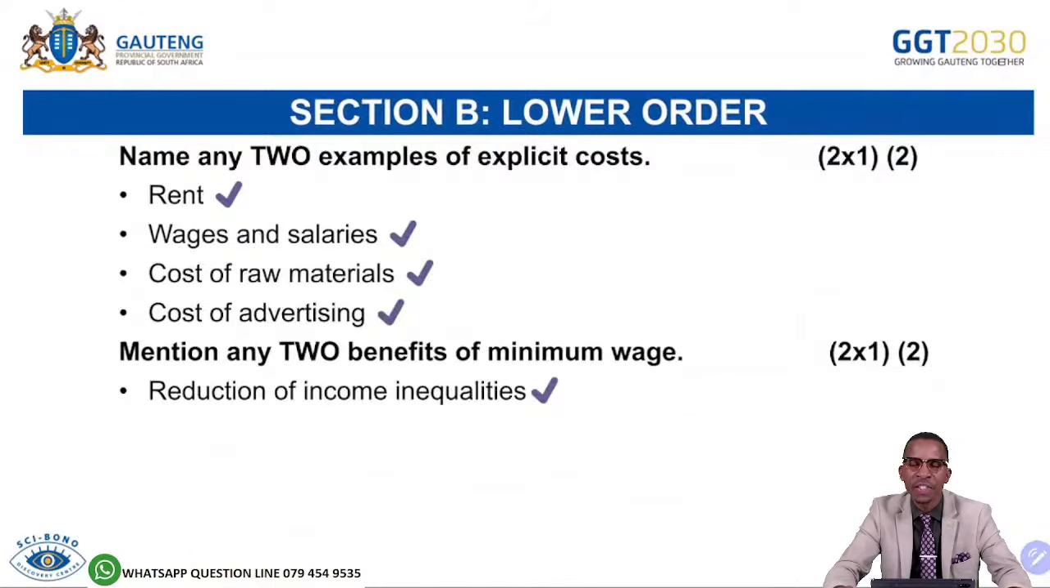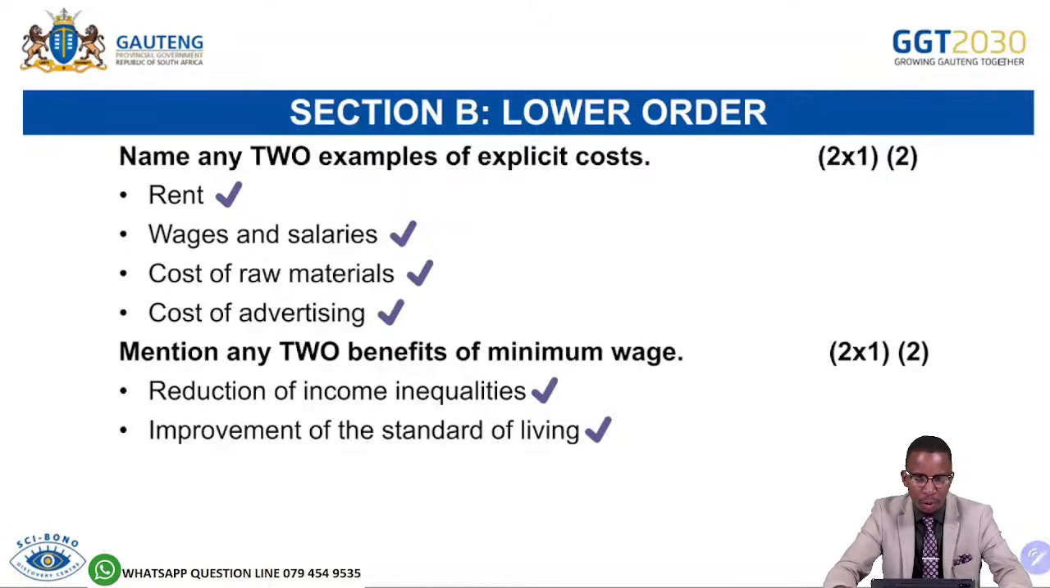And then remember industries that are affected by minimum wage in South Africa. We talk about the domestic workers industry, the agricultural industry, and then we talk about EPWP programs, and internship programs are also part of the minimum wage beneficiaries. So reduction of income inequalities, improvement of living standard, increase in the supply of labor.